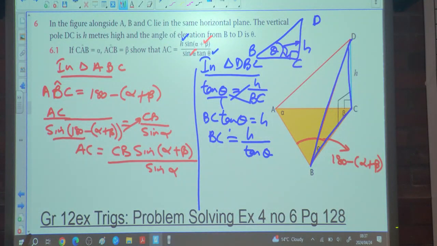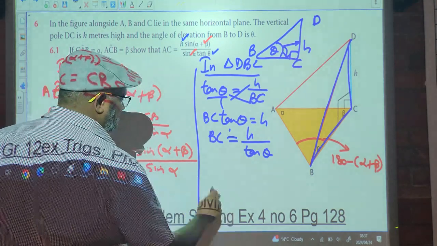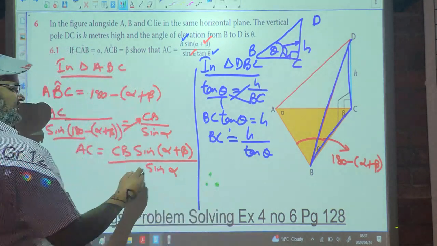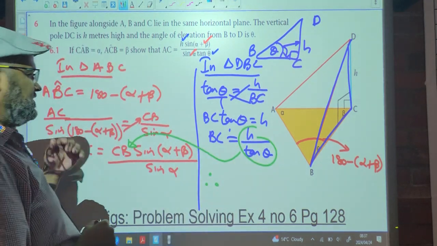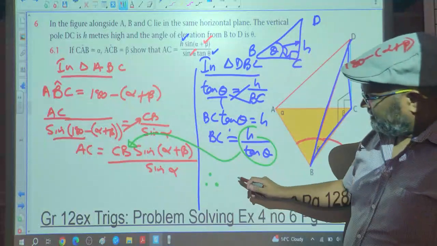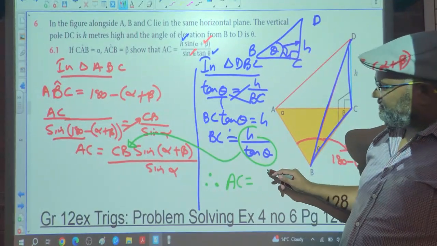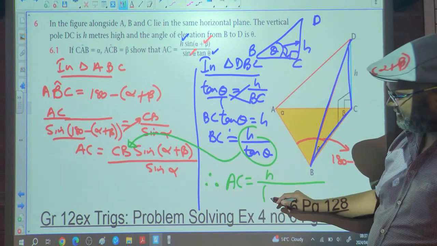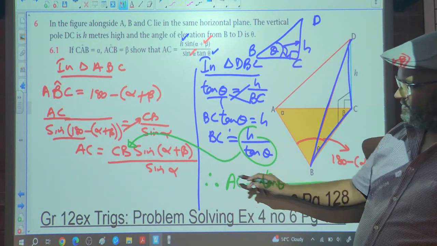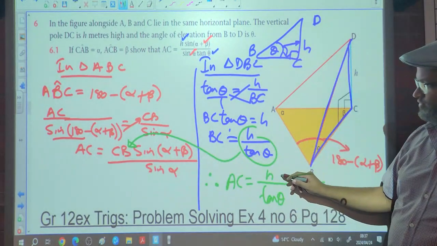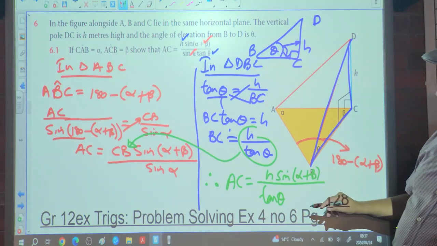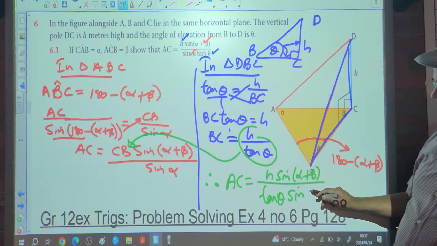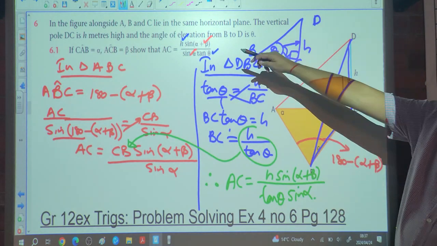So what does that mean? Putting it together, not so? So what do I say now? Therefore, wherever you see BC, I replace it with H over tan theta. So therefore AC is equal to H over tan of theta. That is in the numerator, so it goes next to H. So it's sine alpha plus beta over sine of alpha. And that is exactly what you have.